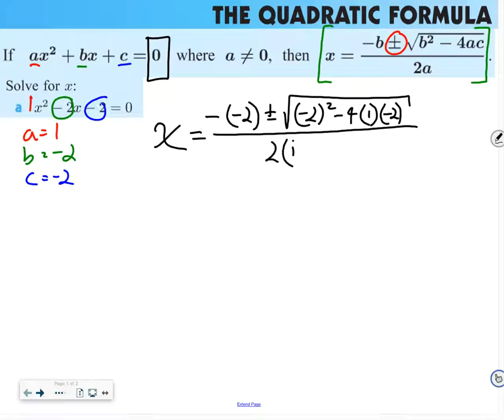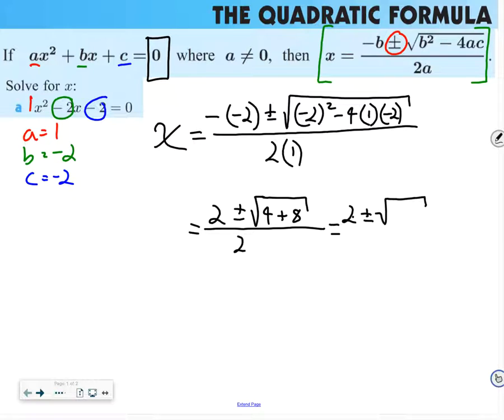2a, which is 1. So now I'm going to simplify it. So the negative of a negative 2 is just 2, and I have plus or minus the square root. Negative 2 squared is 4. And then I multiply all these together. Negative 4 times 1 is negative 4, times negative 2 is a positive 8. And then I divide this by 2 times 1, which is 2. As I simplify this some more, I can do 2 plus or minus the square root of 4 plus 8, which is 12, over 2.